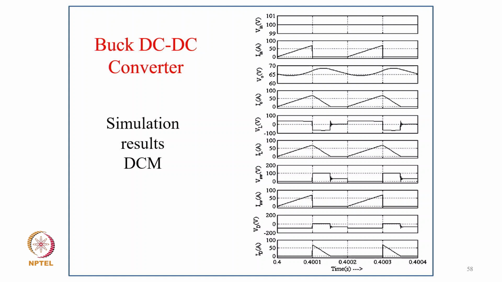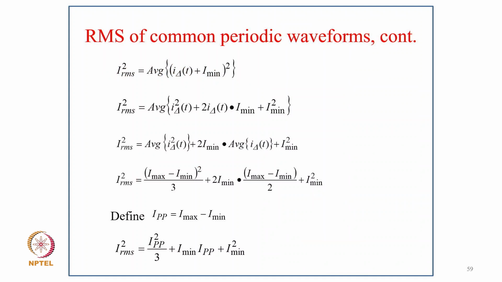converter, with the input voltage and the input current. Of course, it is discontinuous here because of the device in series, so output voltage as well as output current, and inductor current, also become discontinuous. We saw switch voltage, switch current, output voltage and output current. And now you can find out the RMS value of the periodic waveform.